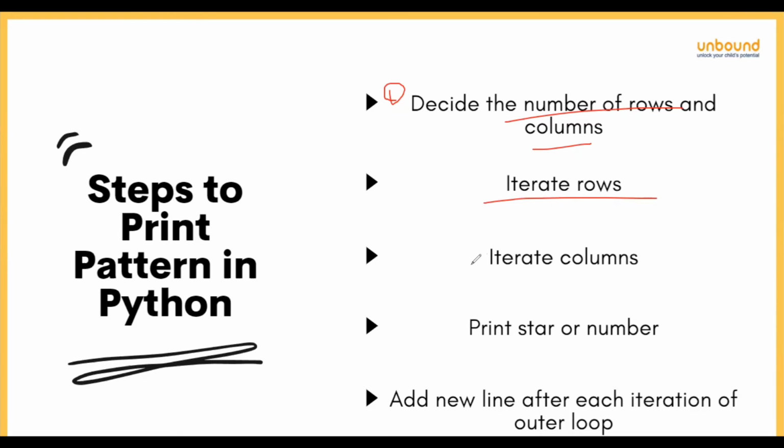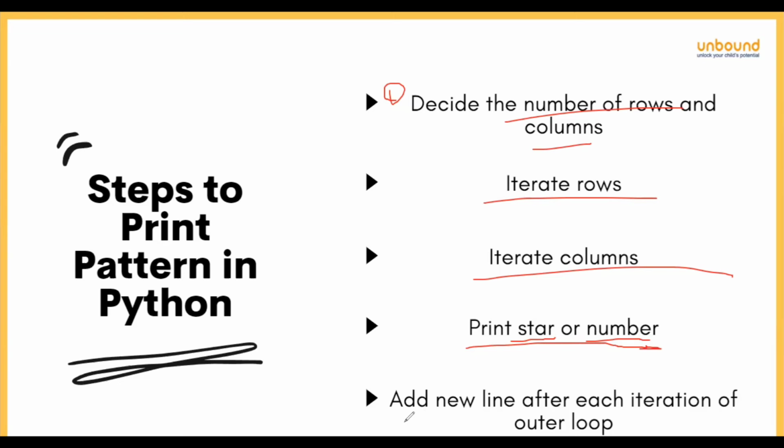Now next would be to iterate columns. For iterating the columns, you will again need to take the help of a for loop. So that for loop will be going inside the outer loop. So it will be an inner loop, and you are going to take the help of the inner loop or nested loop for handling the number of columns. Then whatever you need to print, star or number, you will write in the print statement.